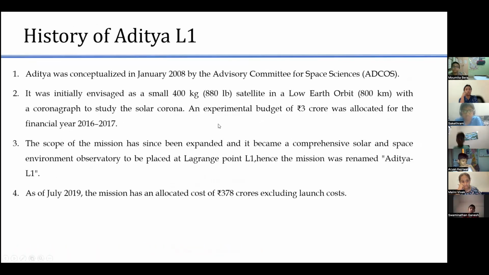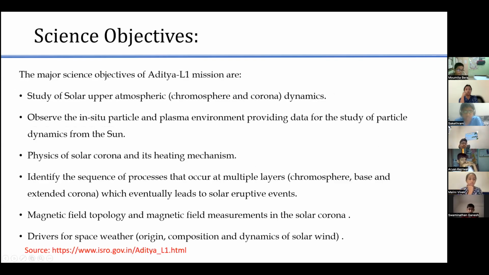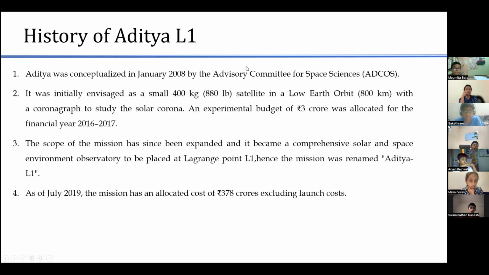History of Aditya L1. Aditya was conceptualized in January 2008 by the Advisory Committee for Space Sciences. It was initially planned as a small 400 kg satellite in low Earth orbit, 800 kilometers, with a coronagraph to study the solar corona. A budget of rupees 3 crore was allocated for the financial year 2016 and 2017.